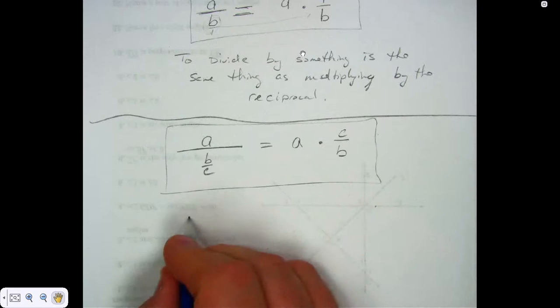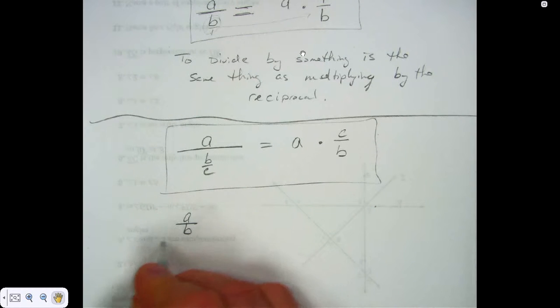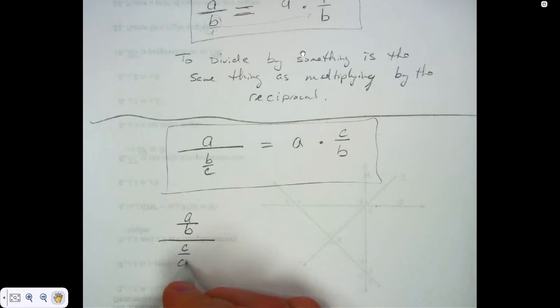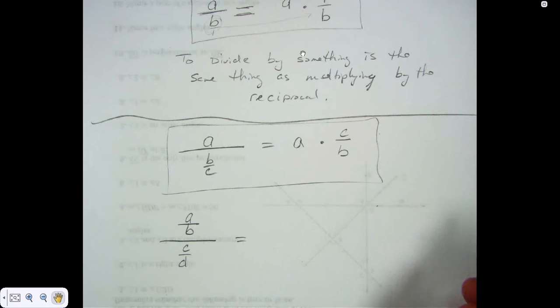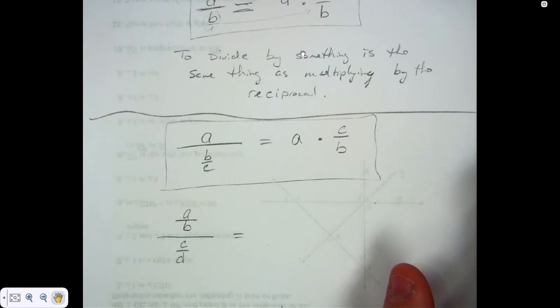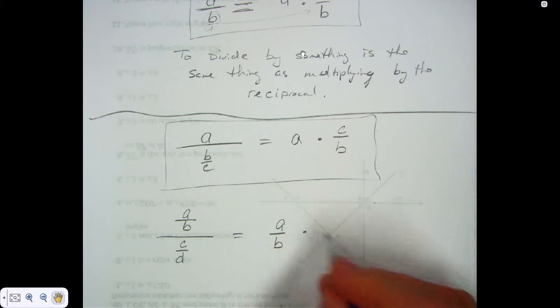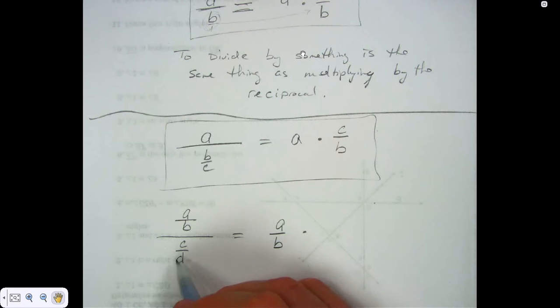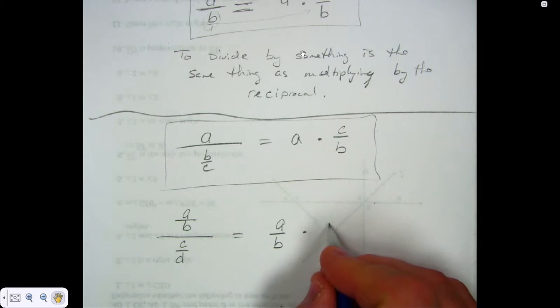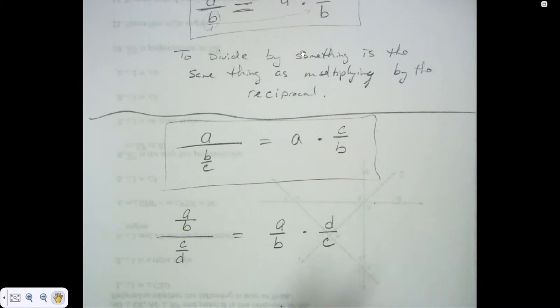Or if you had something like this, A over B divided by C over D, how would you write that? A over B times D over C. I want to change division into multiplication. Whatever's at the bottom, you go to the top. Whatever you're dividing by, it's the same thing as multiplying by the reciprocal, which would be what? D over C.